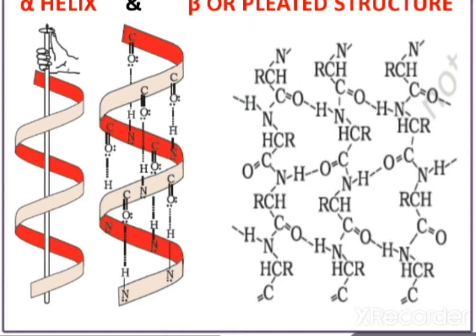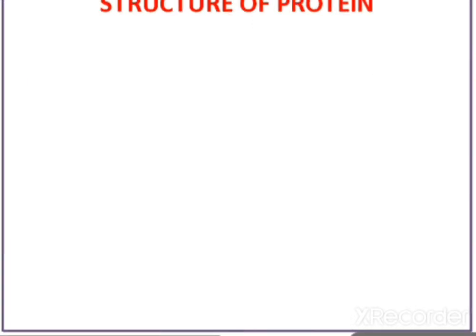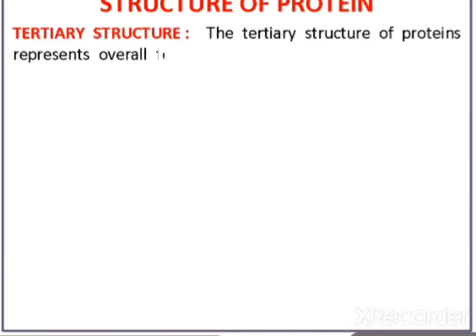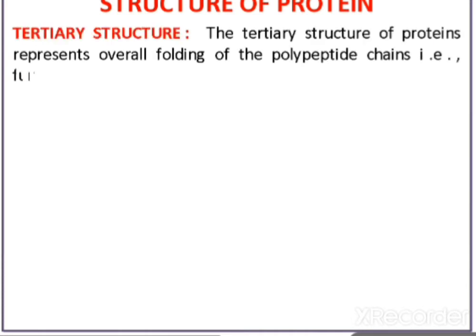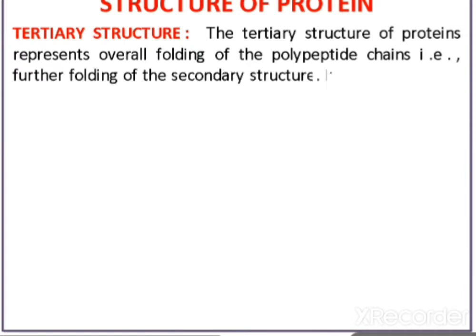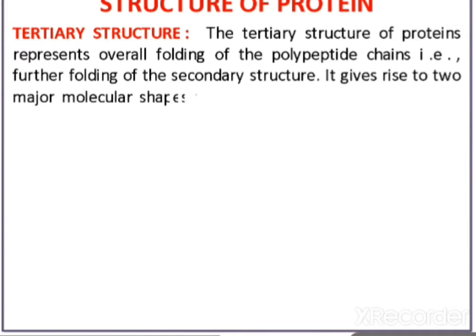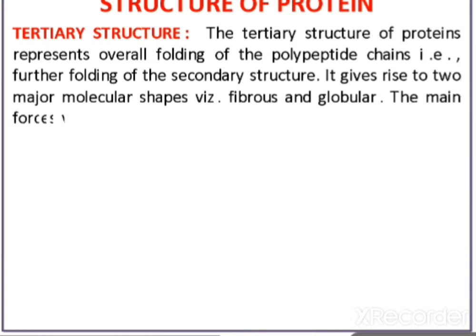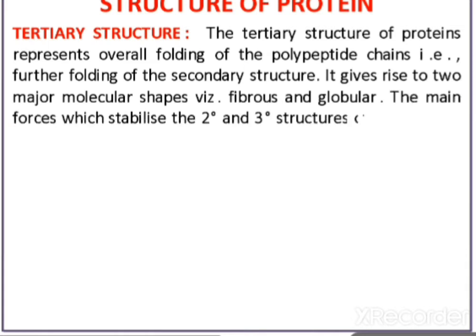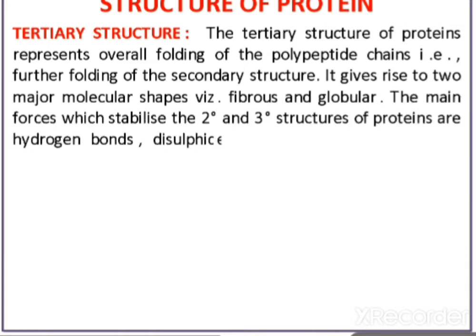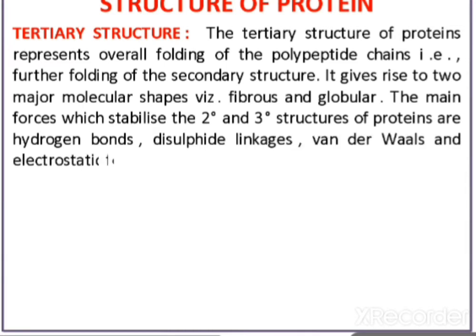After the secondary structure of protein, now we will see the tertiary structure of protein. The tertiary structure of protein represents the overall folding of the polypeptide chains. Further folding of the secondary structure gives rise to major molecular shapes, fibrous and globular. The main forces which stabilize the secondary and tertiary structure of proteins are hydrogen bond, disulfide linkage, van der Waals, and electrostatic force of attraction.